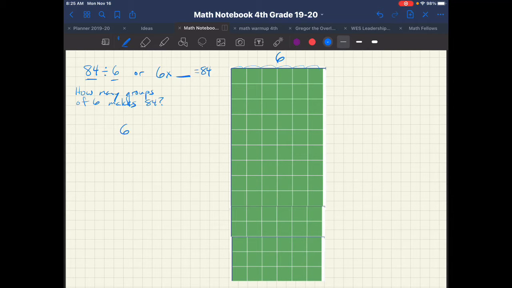And one way to do this is, you may have seen this symbol before. So this means 84 divided by 6. It's kind of weird because the 6 comes first. I'm going to draw a line down the side to keep track of what I'm doing here. And we are going to be subtracting groups of 6, right?